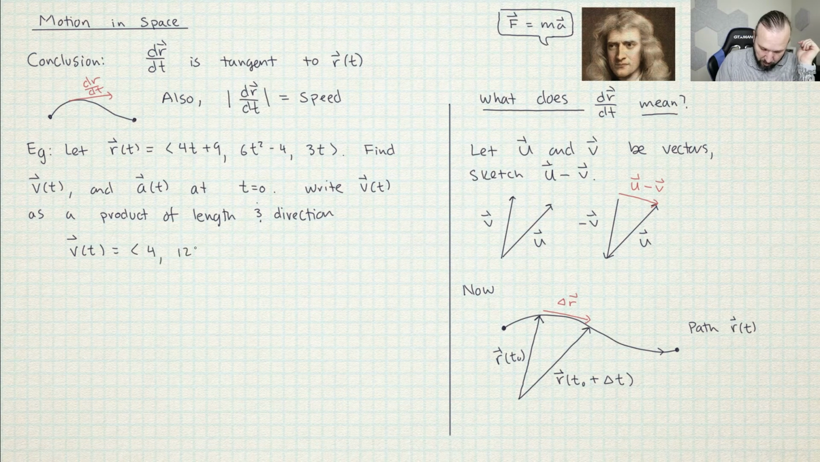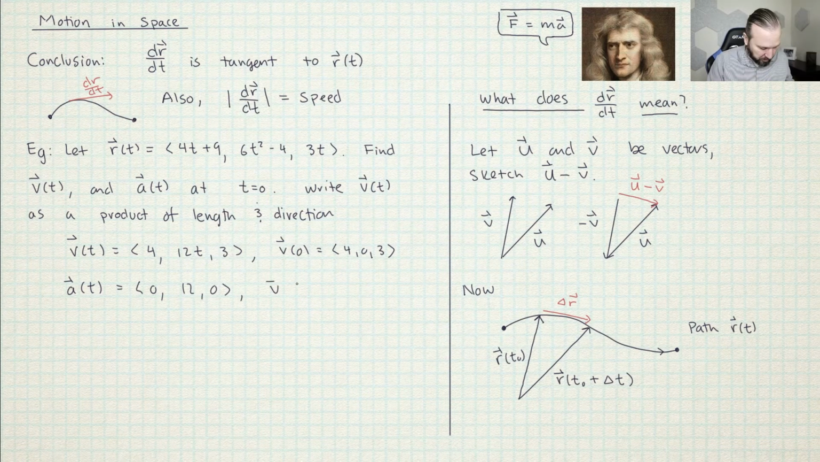So 4, 12t, and 3. So at time 0, I get 4, 0, 3. Now, a of t is going to be, the derivative of a constant is 0, and then 12, 0. So a is actually constant for this particle. So at time 0, a is always 0, 12, 0.